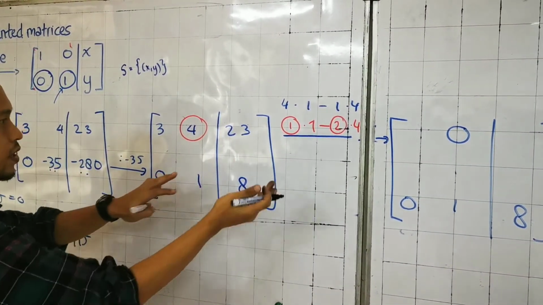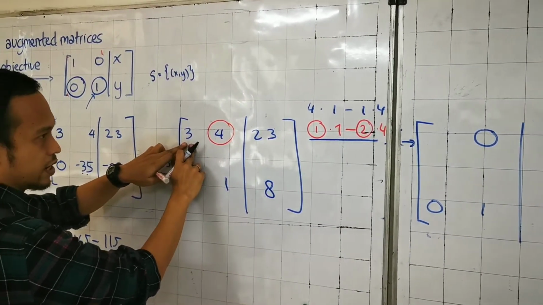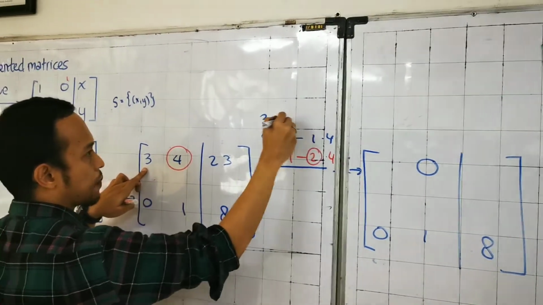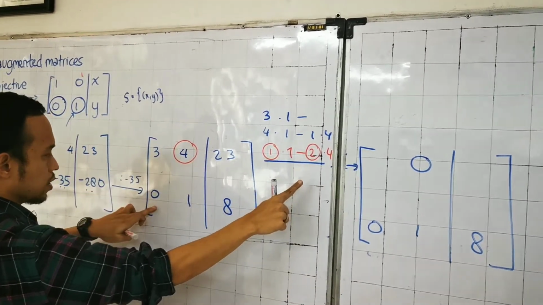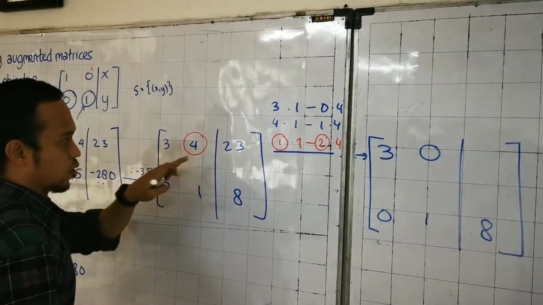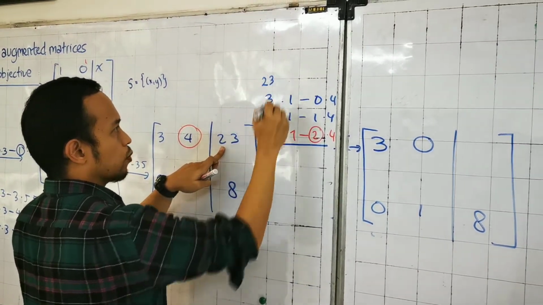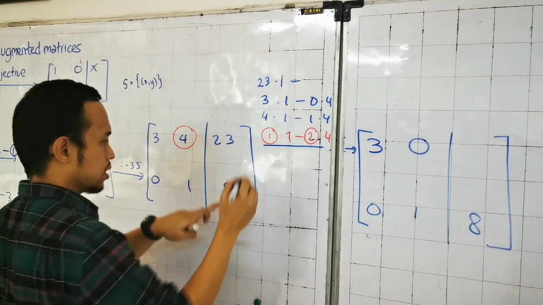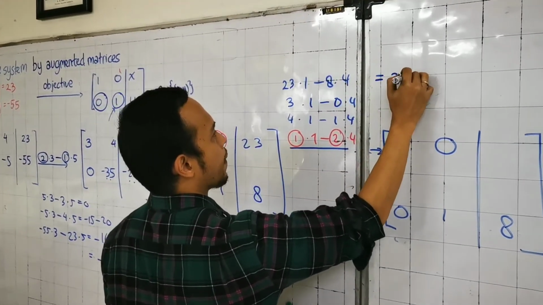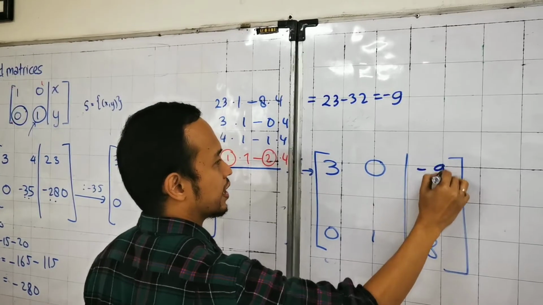So let's now convert the rest of the elements of the first row by using the same rules. Let's begin with 3. What does 3 become using these rules? 3 multiplied by 1 minus, what is the second? It is 0 multiplied by 4. So I will have 3. So what will 23 become? 23 multiplied by 1 minus, the second one is 8 multiplied by 4. So it equals 23 minus 32. So it is negative 9.